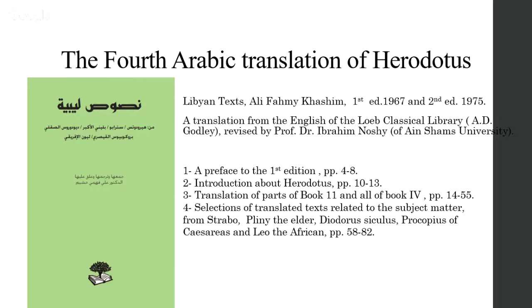And the fourth translation is an Arabic translation of Herodotus, and it is not a direct translation this time. It is a translation done using the English translation of Herodotus, the Goodly translation. But in the introduction, I have read that the translator had the manuscript in front of Professor Ibrahim Nusri, who was the founder of the ancient history department in the university. He is a historian and a classicist. So we have a combination of an indirect translation done from English, then a revision done by a classicist.